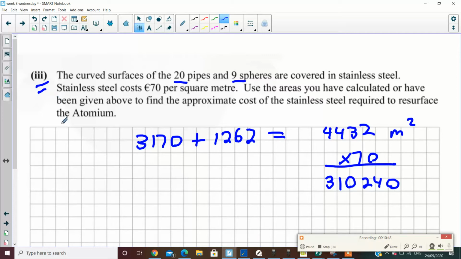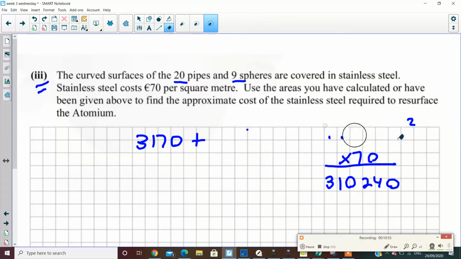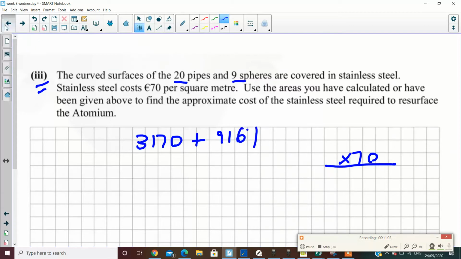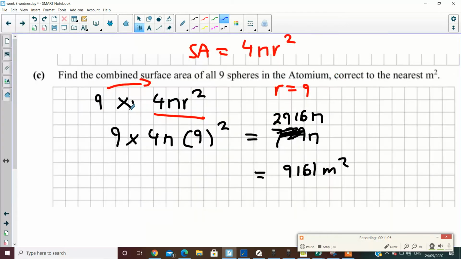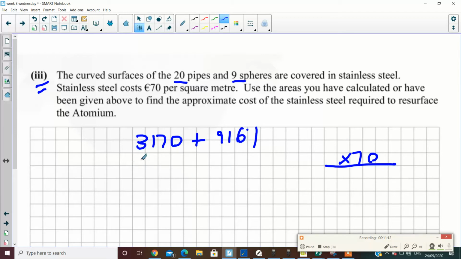Yes? Sorry? Oh, is it? Oh, 9161. Sorry, guys. It was actually at the very beginning, wasn't it? There it is there. The 9161 was the answer of part C. So we go back here. So add the two of them together, and what you get, Matt? Is it 12,331? And multiply that by 70. It's an expensive ornament, this, or expensive sculpture. 170. Yeah, there you go. It's expensive. Move on, next one.